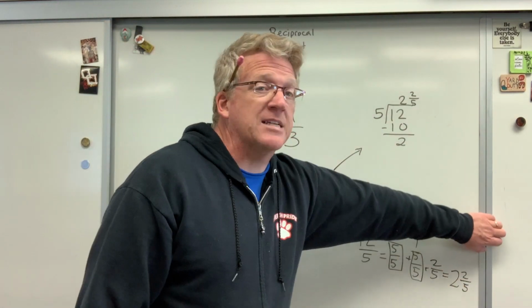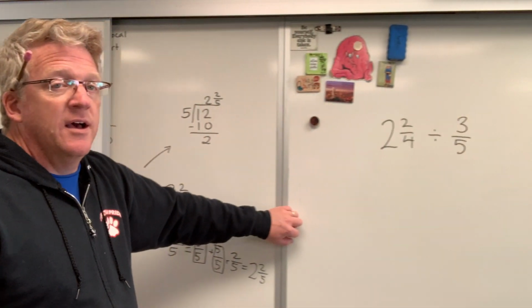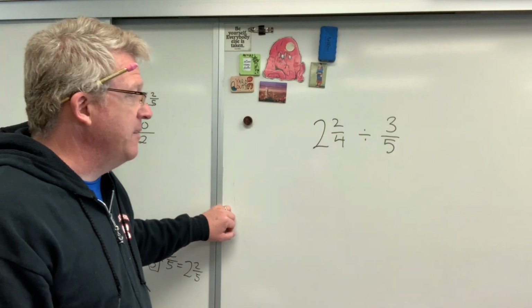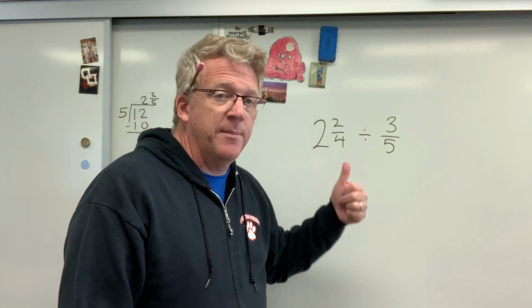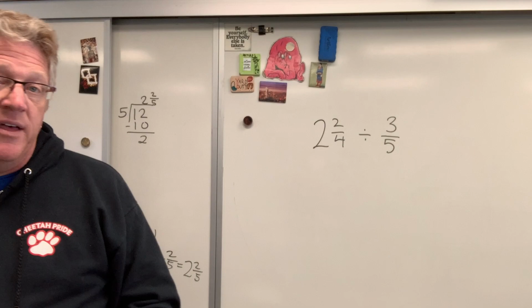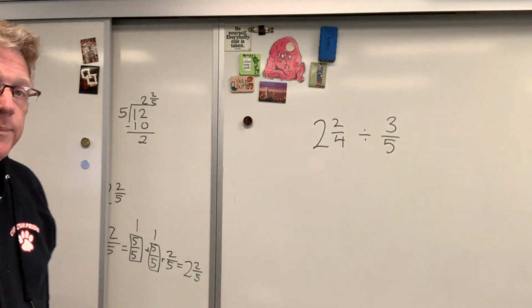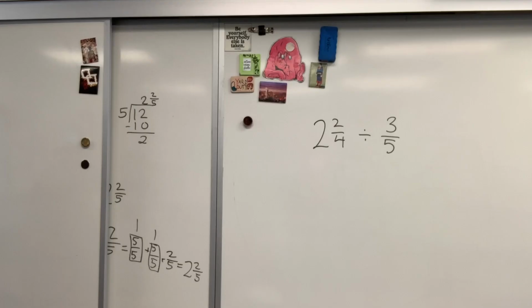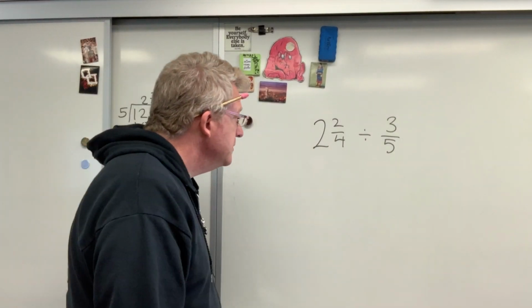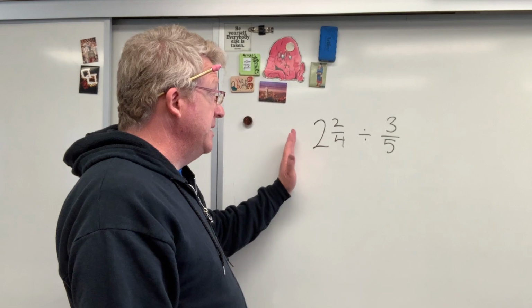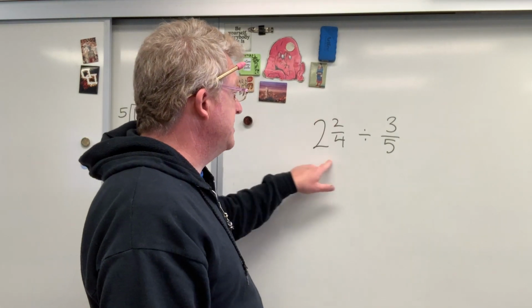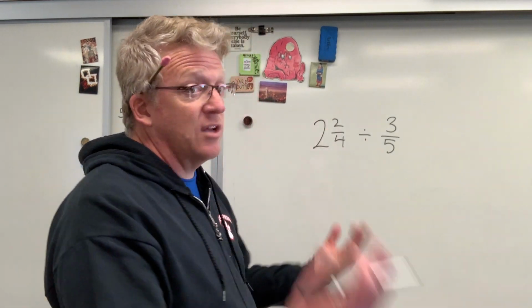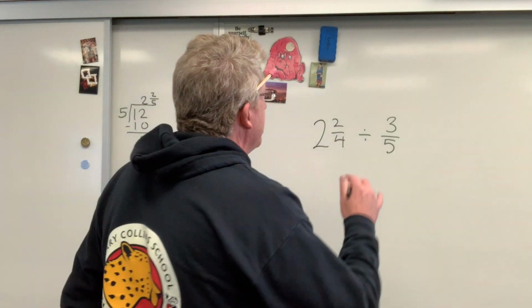All right, last question. This is one of those mixed numbers divided by fraction. Go ahead and pause it and solve it, and unpause the video when you're ready to go. Okay, here we go. So our first step is to turn this mixed number into an improper fraction so that we have just a fraction that we're dealing with.